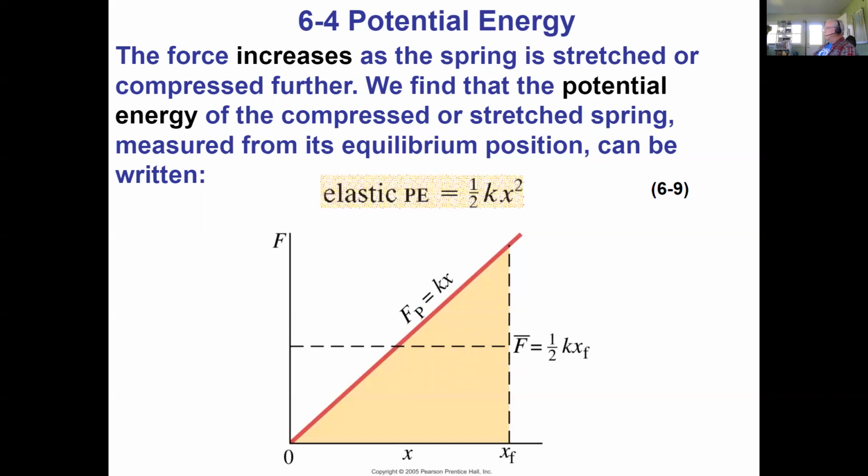So if we use Hooke's law and plot the force that we exert on the spring as a function of distance, we can see it's a straight line. And the area under a straight line is a triangle.